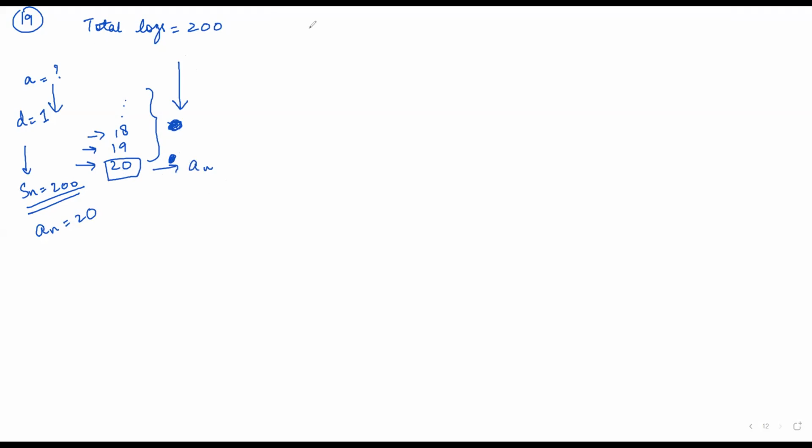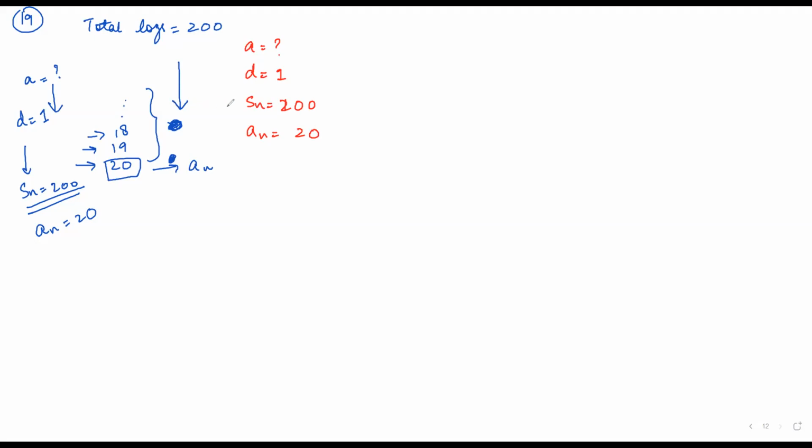Okay, so what do I have here? Let us write again. a, I don't know. d, I know, that is 1. And S_n is given, that is 200. And also the nth term I know, that is 20. So I want to find a and I want to find n.